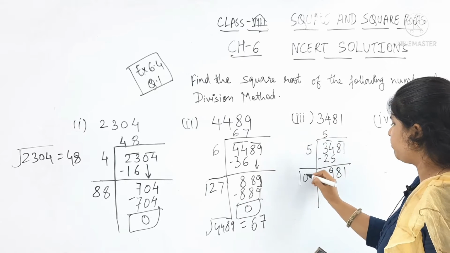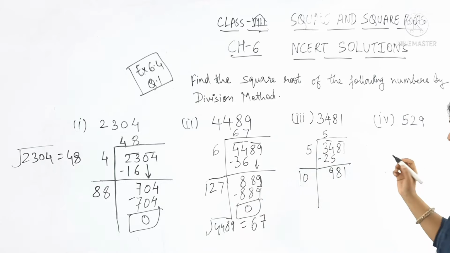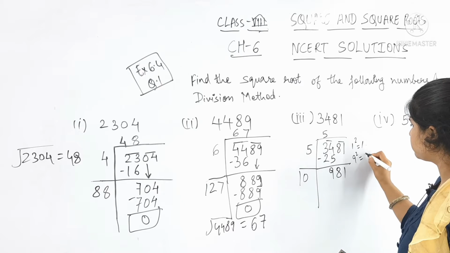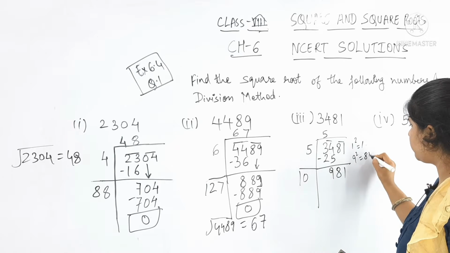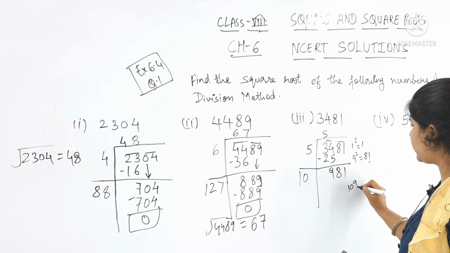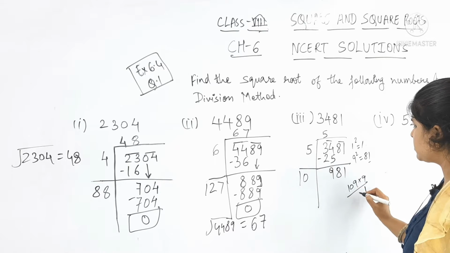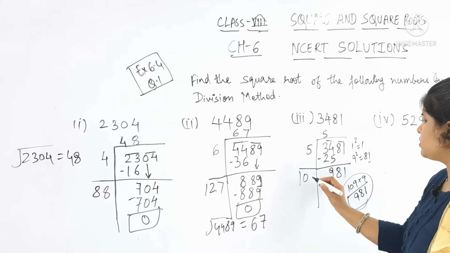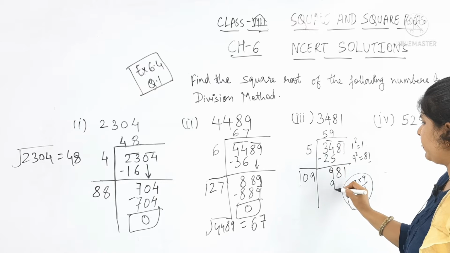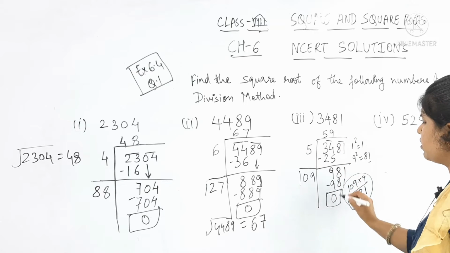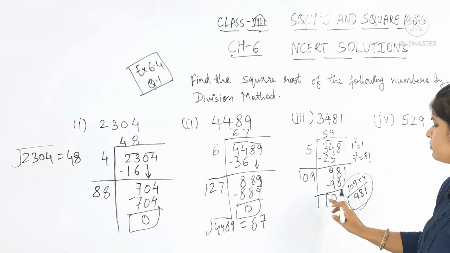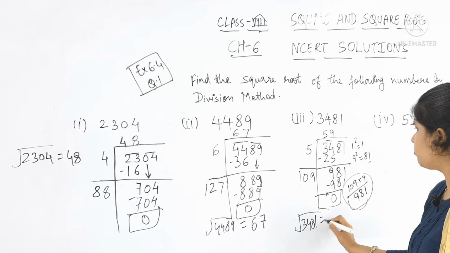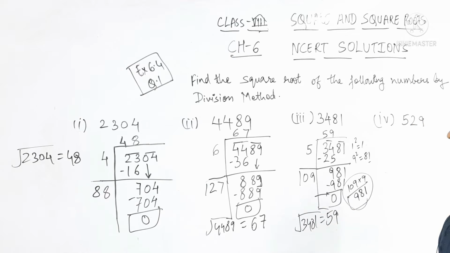5 plus 5 is 10. In the last place, I will get 1 in 1 square and 9 square, 81. So we will check by 9, 109 into 9: 9 9s are 81, 9 zeros are 0, plus 8 is 8, 9 1s are 9. So I am getting the answer 981. Like this you have to calculate. So under root of 3481 is equal to 59. This is your answer.